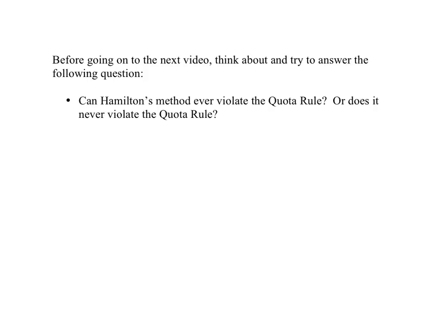Before going on to the next video, think about the next question and try to answer it. It takes a little bit of thought, but it's not so bad. Can Hamilton's method ever violate the quota rule? Or does it never violate the quota rule? This sounds a lot like the kind of language we used back in the chapter on voting methods when we talked about violating or never violating a fairness criterion. And that's really what this is. We're asking, can Hamilton's method ever possibly create a situation where someone received less than their lower quota or more than their upper quota, or can that not happen?